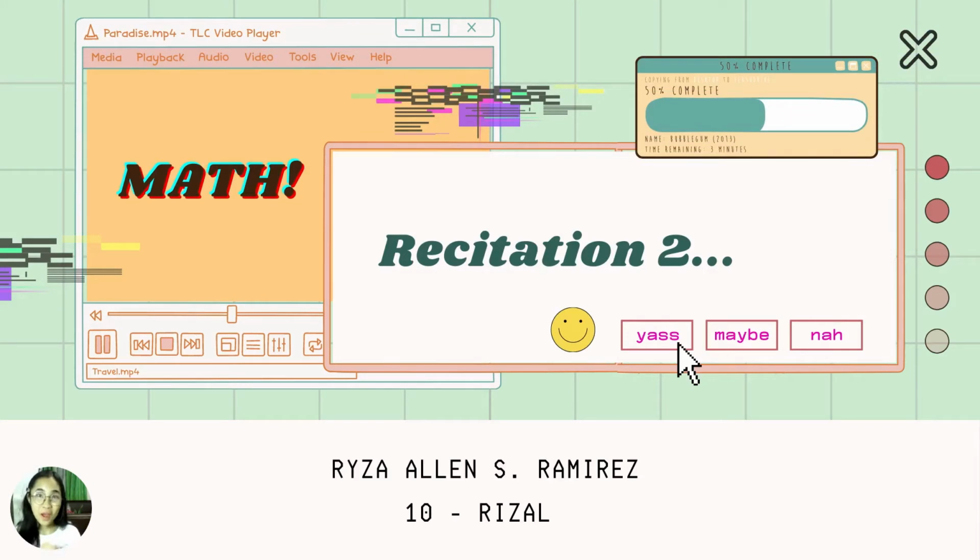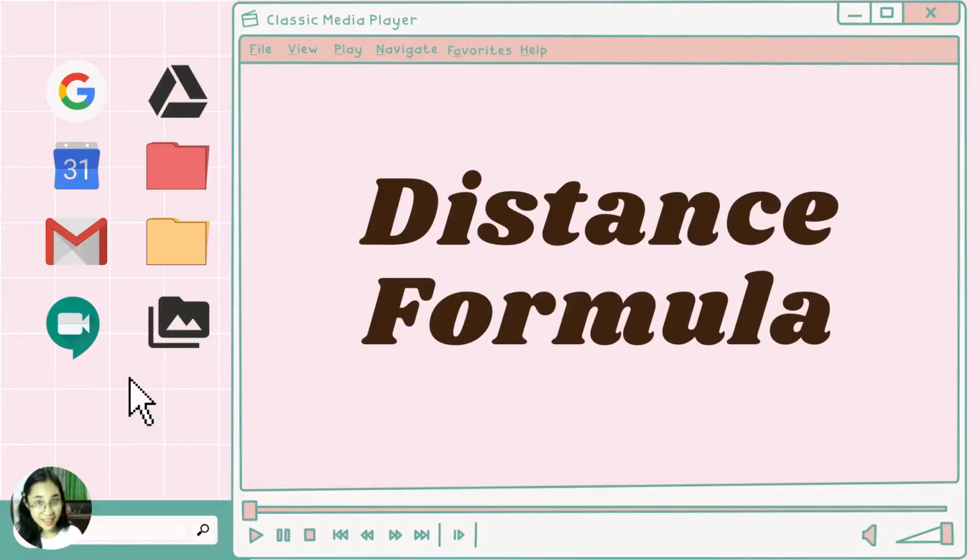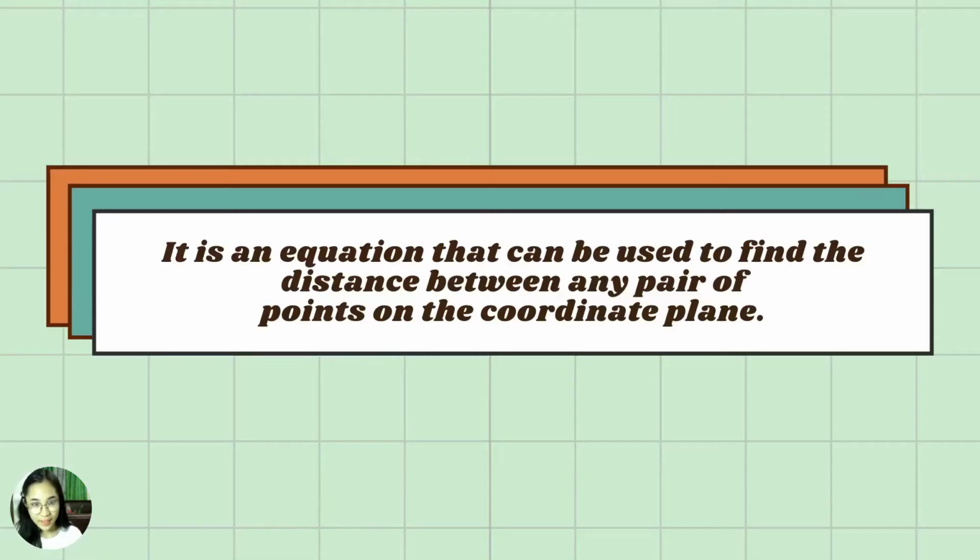Okay, so now we have tackled the first topic, the general equation of the circle. Now let us move on to recitation number 2, the distance formula. Let us find out what the distance formula is. It is an equation that can be used to find the distance between any pair of points on the coordinate plane.